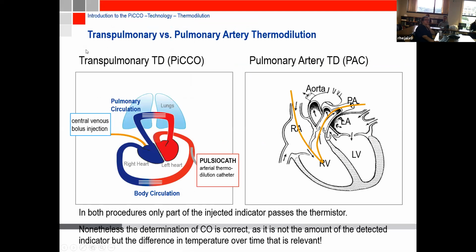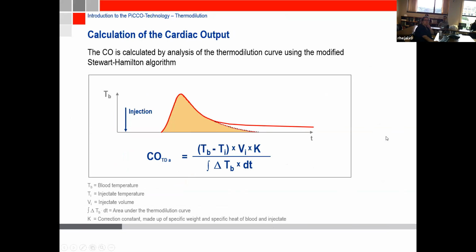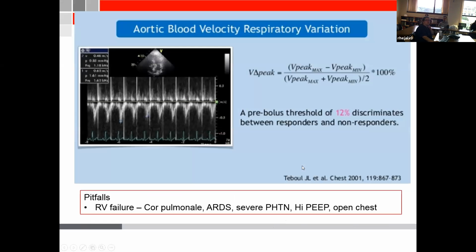This is the difference between transpulmonary versus pulmonary artery thermodilution. Here you inject through the central line, but your temperature is measured at the arterial line, so it's actually a transpulmonary cardiac output, whereas the other one is where you're giving it from the outside through the vein into the pulmonary artery. The calculations are a little bit different with those.